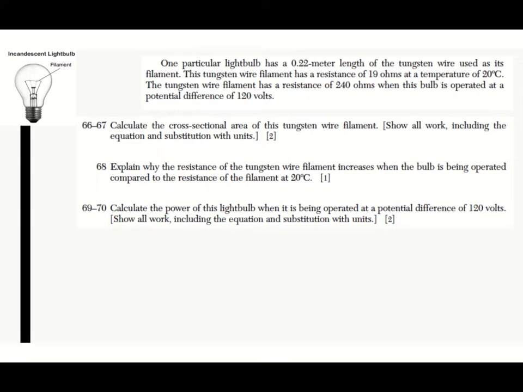And we start with a light bulb question with circuits and resistance. Here, for numbers 66 to 67, we need to calculate the cross-sectional area of this tungsten wire filament. So this relates to resistance in a wire type question. A is the question mark. We need L. The L value is right here, 0.22 meters. We also have a resistance R value of 19 ohms.